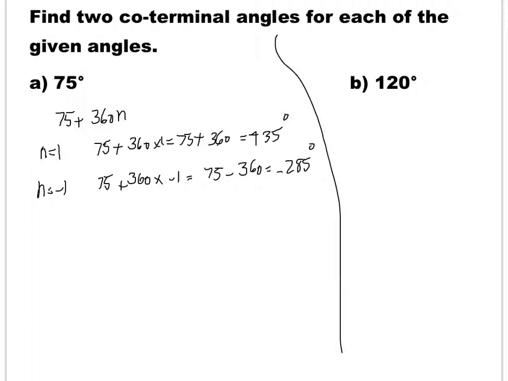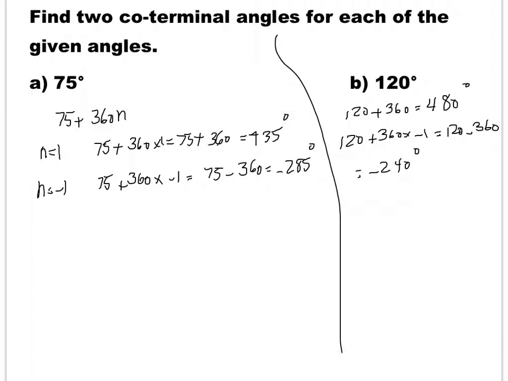For the second one, I'm going to do the same thing. I'm going to say the first one is 120 plus, if I pick n to be 1, so plus 360, which is going to be 480. The next one, I'm going to use n equal to negative 1. Again, you can pick n equal to 2, n equal to 10 if you want. Doesn't matter. So it's going to be 120 plus 360 times negative 1, which is 120 minus 360, which is negative 240 degrees.